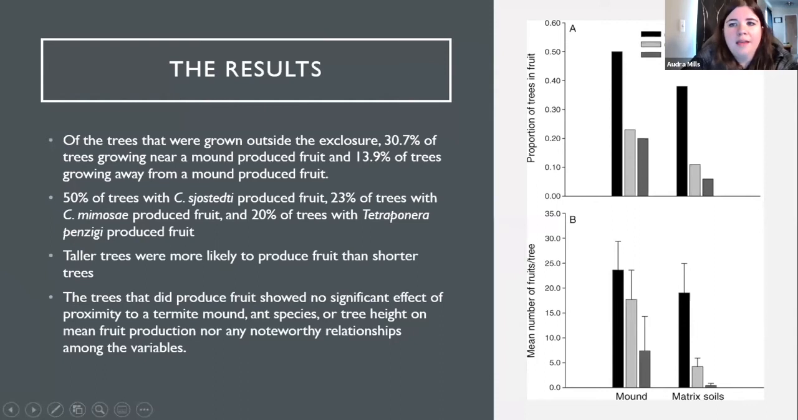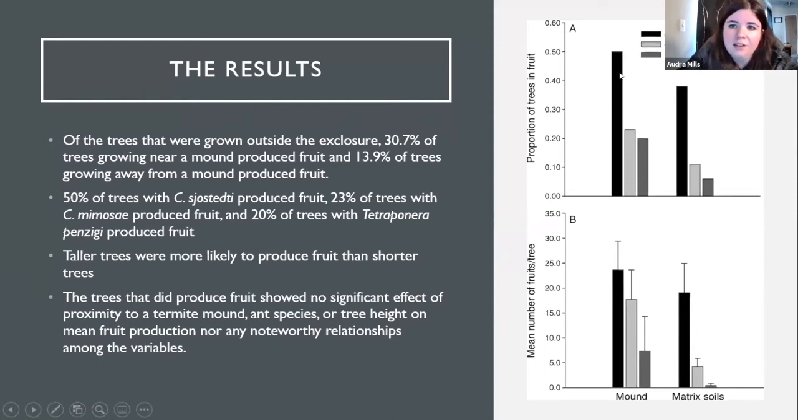All right, so let's talk a little bit about the results. Of the trees that were grown outside of the exclosure, only 30.7% of the trees growing near a mound produced fruit, and 13.9% of trees growing away from a mound produced fruit. So you can see there's a big difference between the ones with the mounds versus the ones without the mounds.